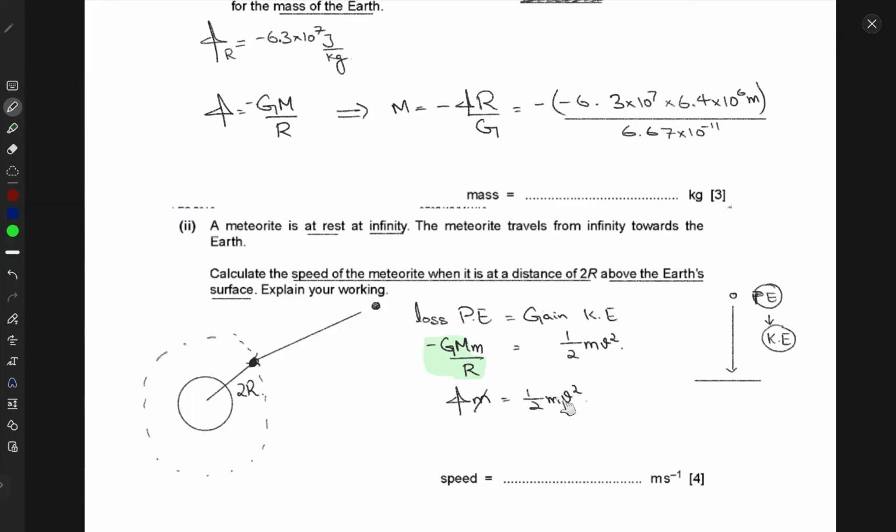Now m will cancel, because there is m on both sides of the equation, which tells you that the velocity is the square root of 2 times phi, making velocity the subject. Is that clear for everyone?